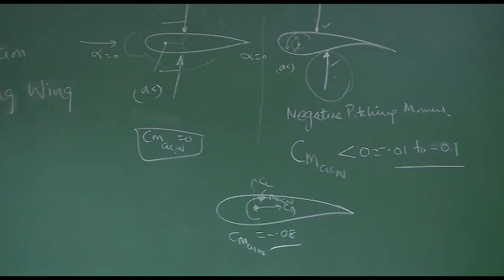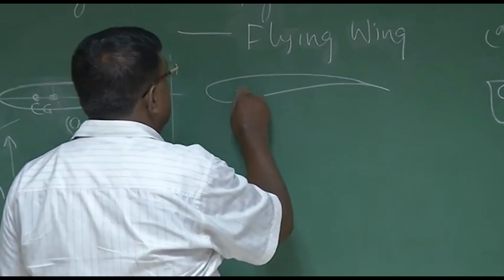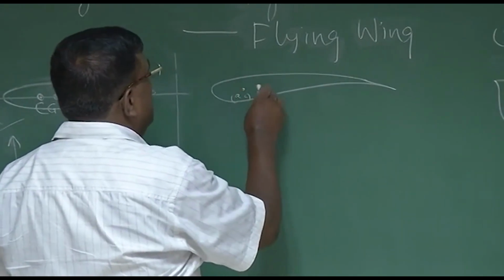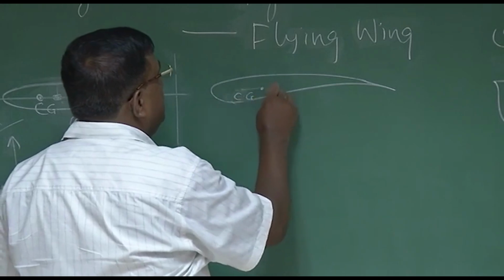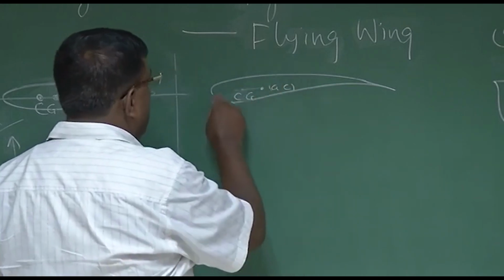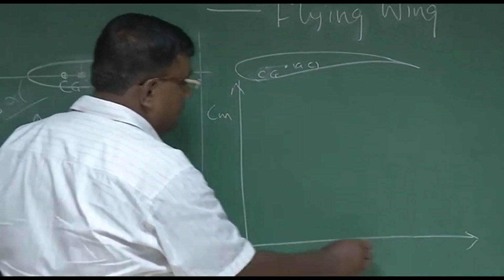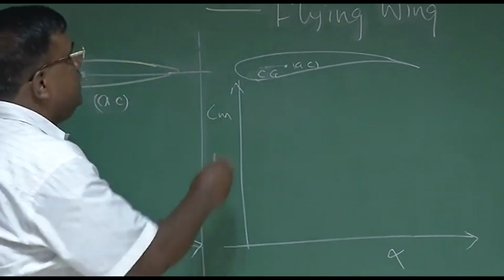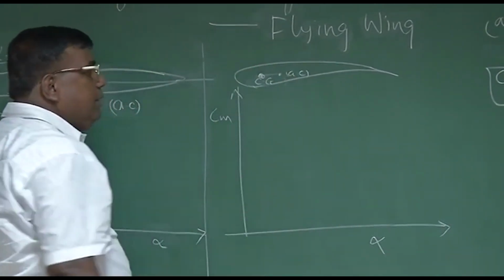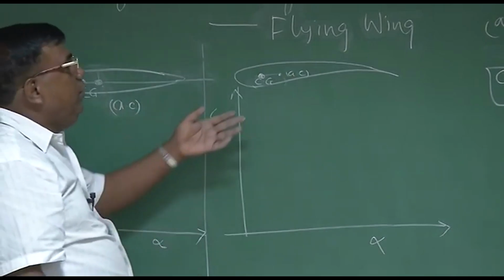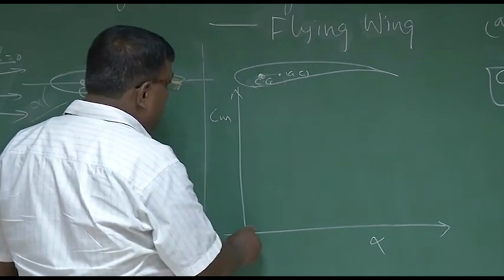So if I now draw a cambered aerofoil, this is the AC, let's say this is the CG, and AC is behind. Now again, if I draw CM versus alpha, CM means CM CG versus alpha about this point, statically stable, so slope will be negative, no issues. But what about at alpha equal to 0, what is the CM?